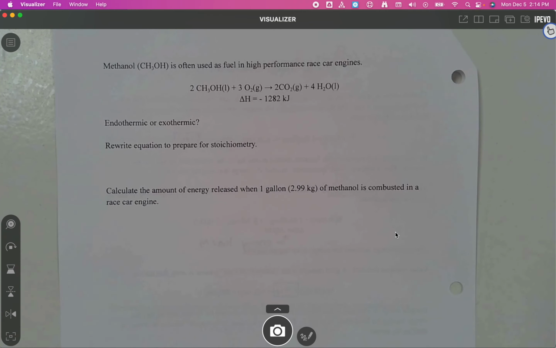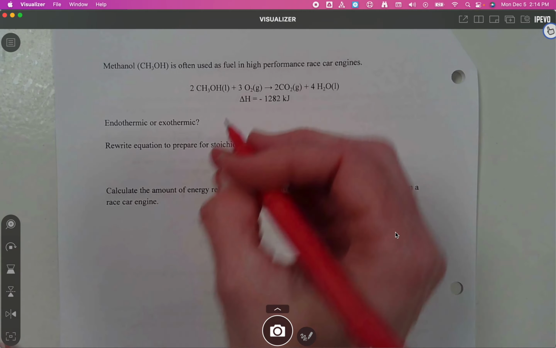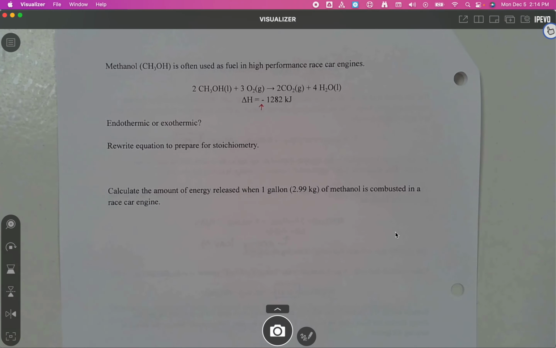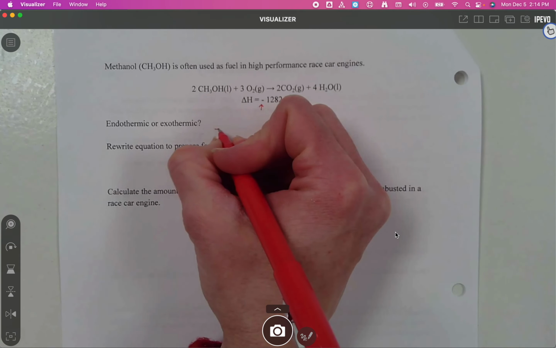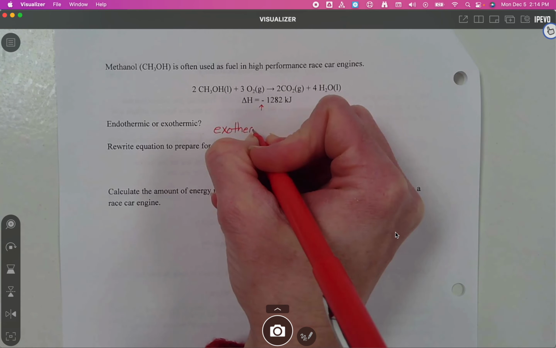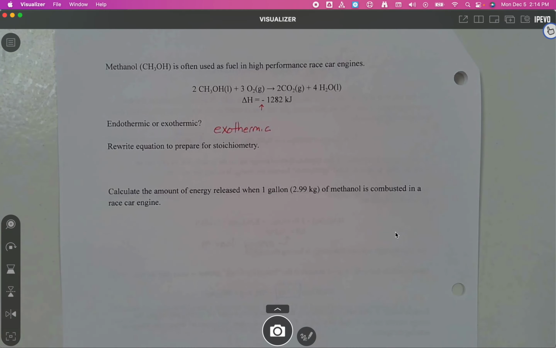So the first question is whether it's endothermic or exothermic. To answer that question, we just have to look at the sign right there. That's a negative sign. Negative means dollars are leaving. Money is exiting your checkbook, exothermic. Not surprising, because race cars burn up energy and engines get very, very hot.